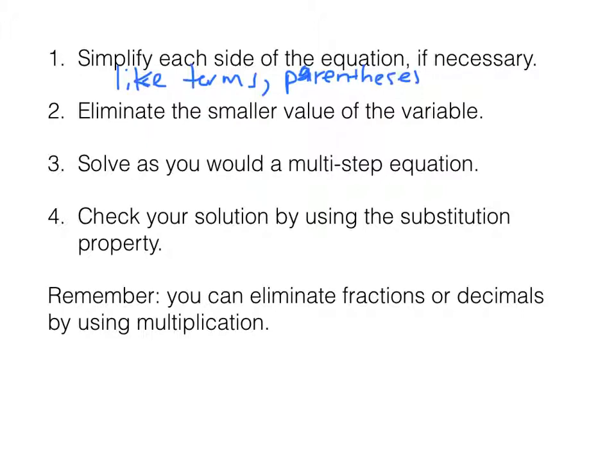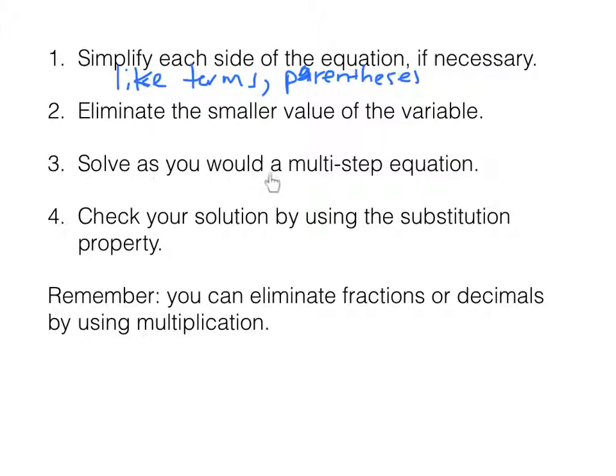Once you've done that, you're going to eliminate the smaller value of the variable. Sometimes you'll do that by adding. Sometimes you'll do that by subtracting. So there's going to be variable on both sides. You're going to eliminate the smaller value of the variable. If it's negative, you're going to add it. If it's positive, you're going to subtract it from each side. Remember that you're still dealing with your properties of equality here.